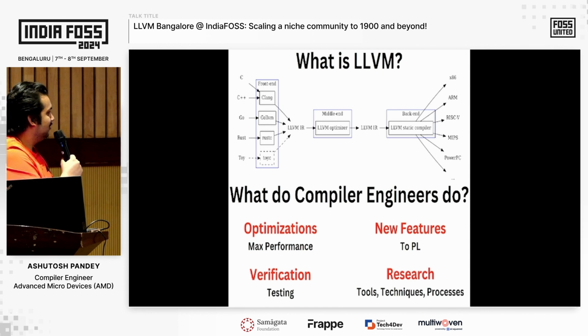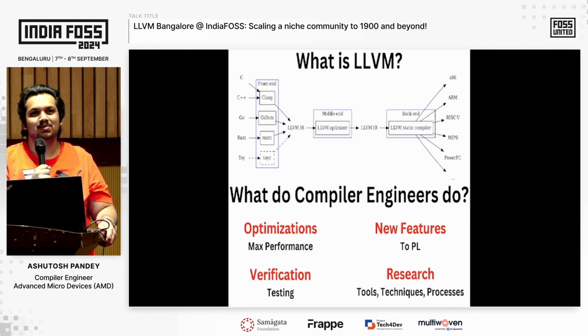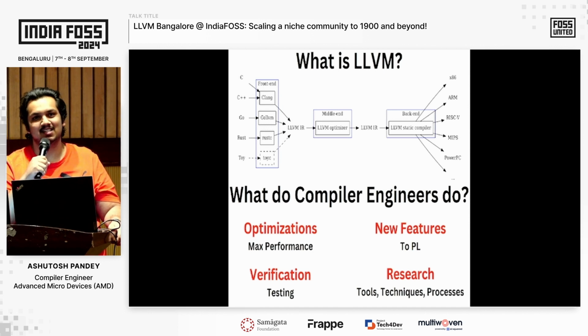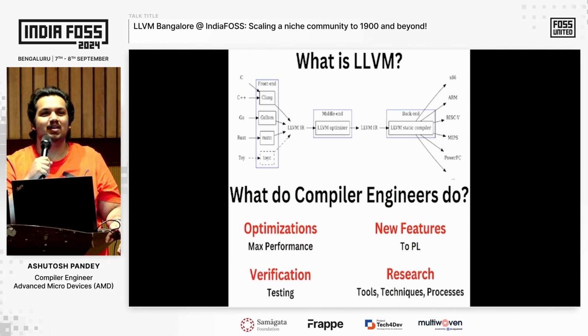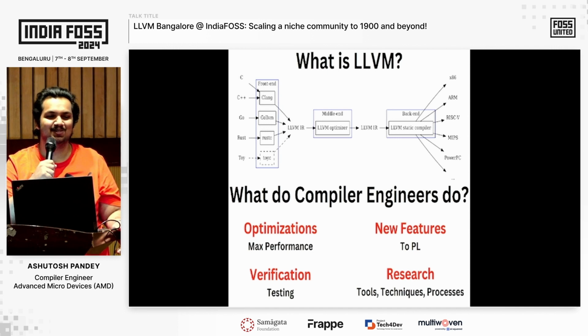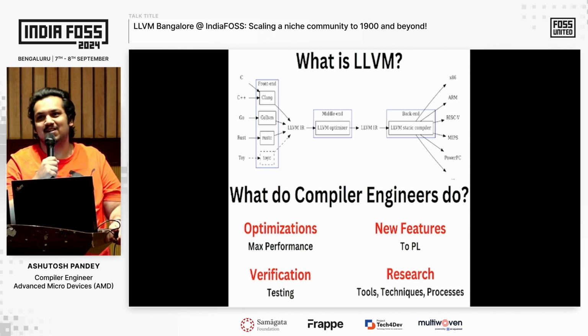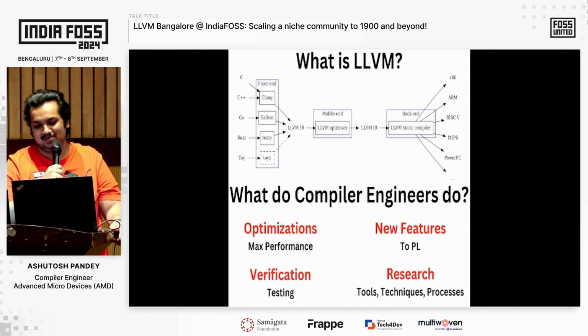So what do compiler engineers even do? We work on optimizations, squeezing out that last bit of performance from computers. We implement new features. Whenever programming languages come out with new standards, the standards committee is not the people who are actually implementing the feature. That's us. Then there's verification. I'm sure all of you write code, but whenever your code breaks, your first instinct is not to blame the compiler. You rather blame your code, thinking my code must be wrong. That means compilers have to be right most of the time, right? They can't be wrong very often. So verification and validation is a huge part of compiler engineering.